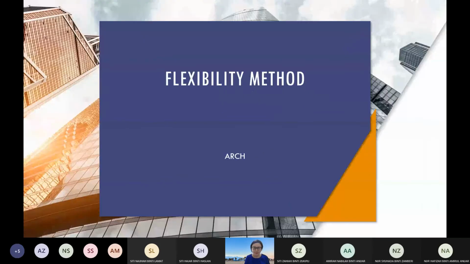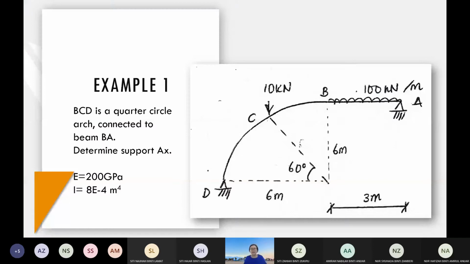Can you see my slides on arch? Yes. Okay. So there is a handout in UFuture. You can download that. In that handout, there are 2 arch problems. But I'm going to highlight only one of it here today with you.